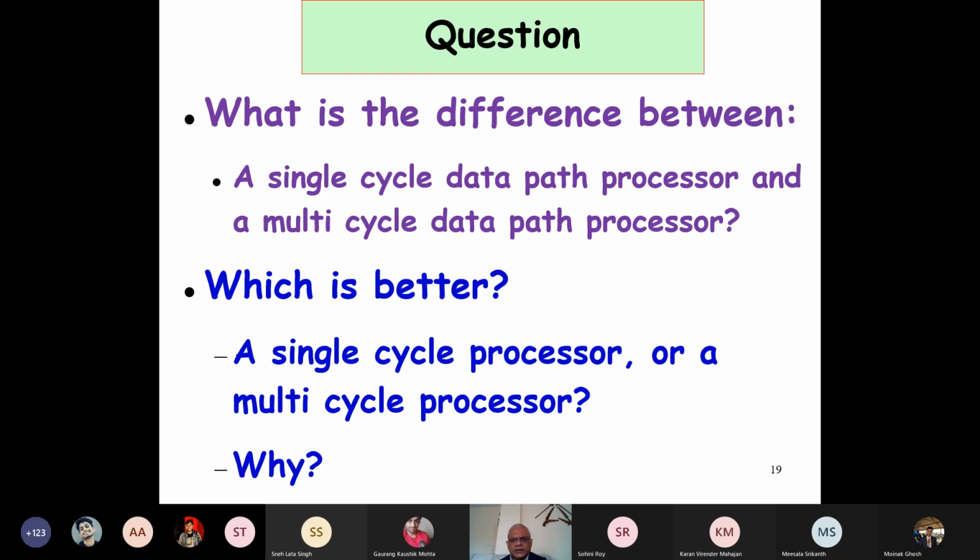But then the next question you will be asked is which is better? Should we go for a single cycle processor or a multi-cycle processor? And if you say either way, single cycle or multi-cycle, you'll be asked why. Please justify. Why did you say single cycle or multi-cycle?